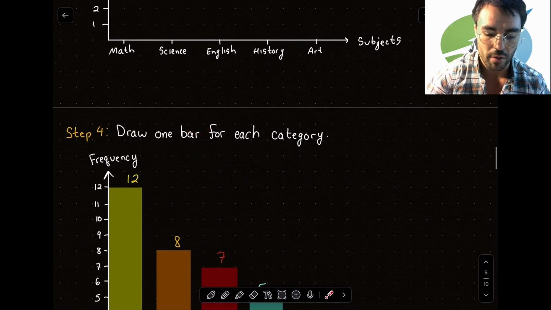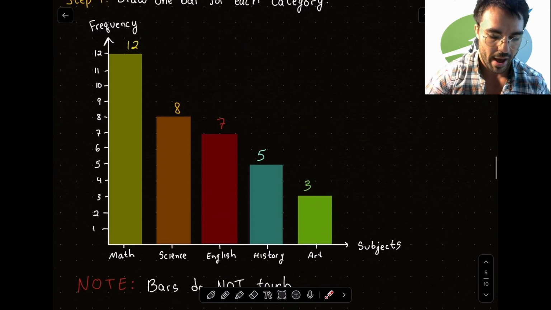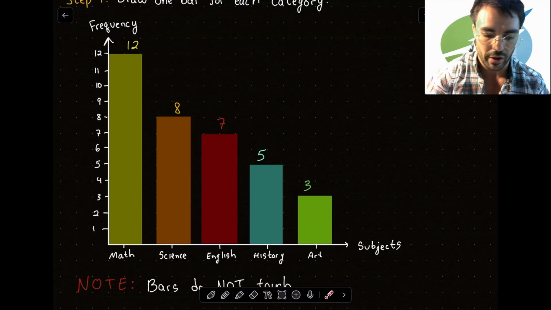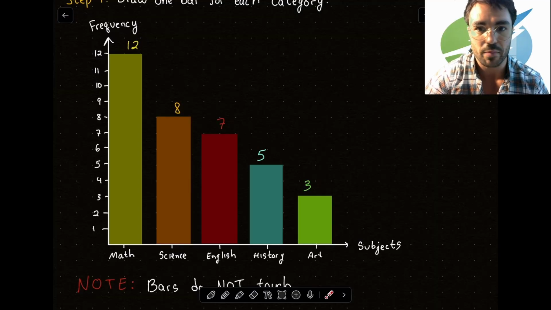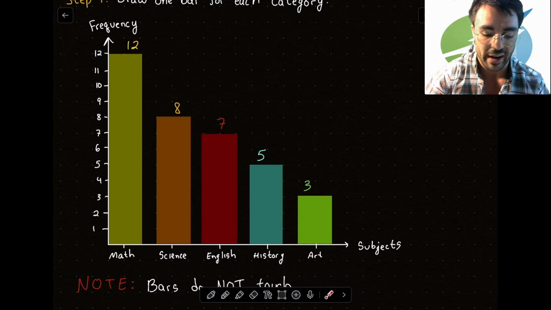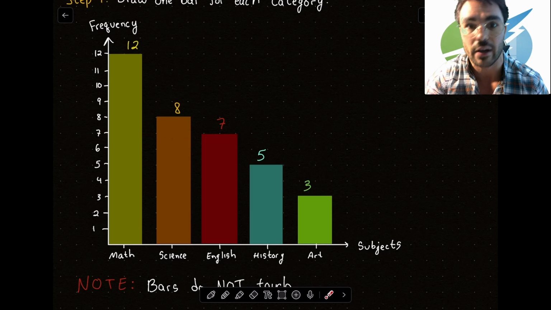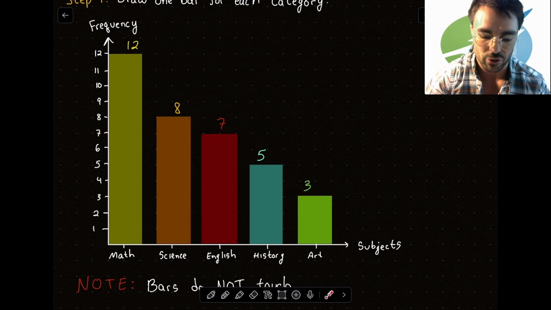Step 4, draw one bar for each category. So math, I have a bar going up to 12. Science, I have a bar going up to 8. English goes up to 7. History up to 5, and art up to 3. You don't have to put the number on top of the bar. I like to do it because it's just easier on the eyes. I like to make as little thinking as possible when I do stuff. So by writing it out here, I don't have to think about it. I don't have to go like, oh, what's this go up to? Oh, 7. I could just look and say, oh, it's 7. But again, it's not mandatory.